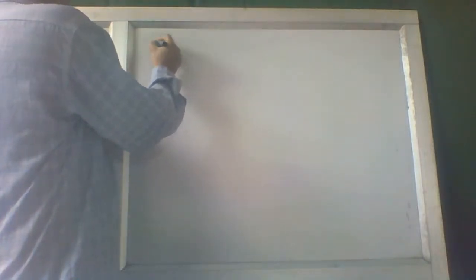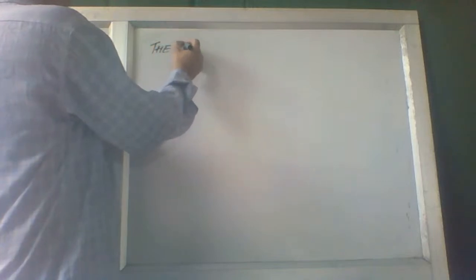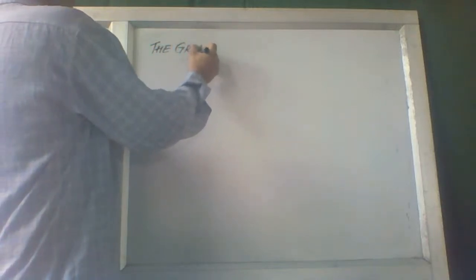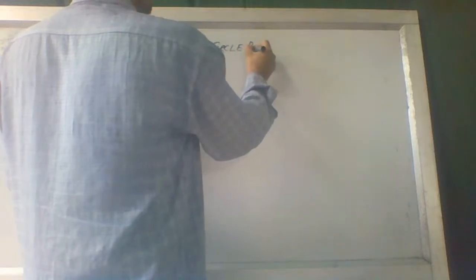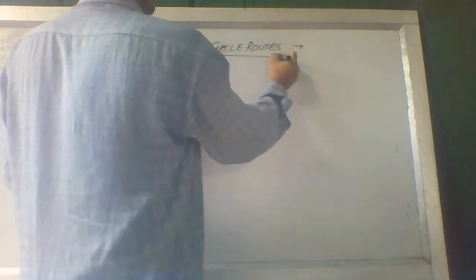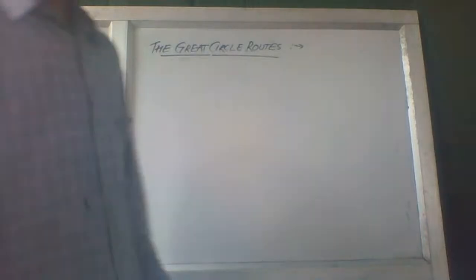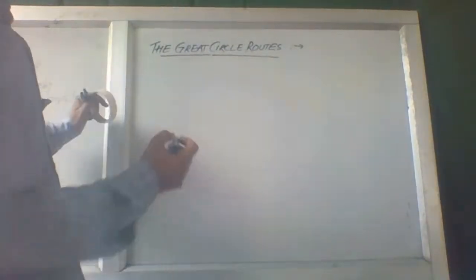Now what happens? The great circle routes. What are these? Now, what happens? First, I am going to make the Earth.